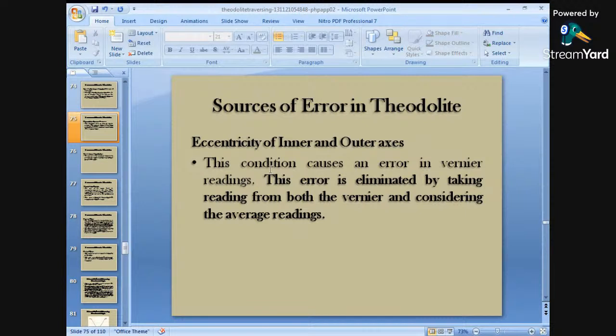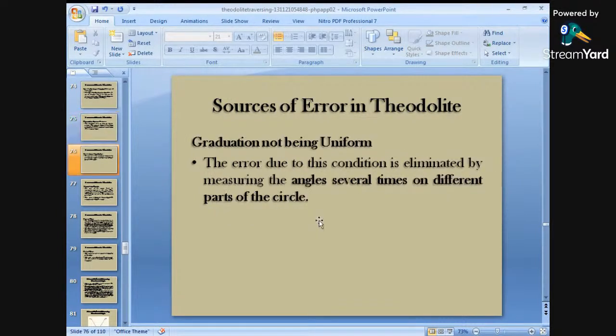After that, there is eccentricity of inner and outer axis. This condition causes an error in vernier reading. This error is eliminated by taking reading from both the vernier and considering the average reading. Now, graduation being not uniform, the error is due to the condition. The error due to this condition is eliminated by measuring the angle several times on different parts of the circle.